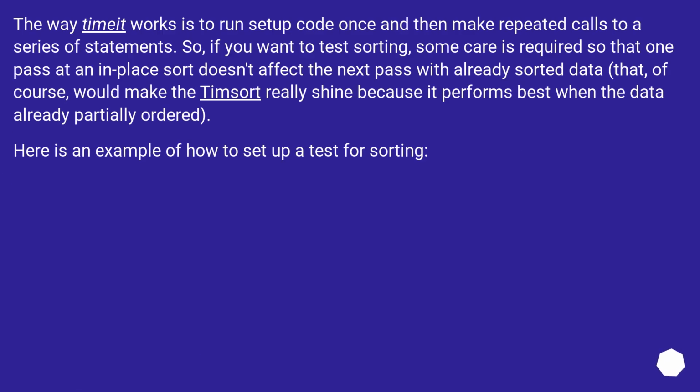The way timeit works is to run setup code once and then make repeated calls to a series of statements. So, if you want to test sorting, some care is required so that one pass sorting in place doesn't affect the next pass with already sorted data. That, of course, would make the tim sort really shine because it performs best when the data is already partially ordered. Here's an example of how to set up a test for sorting.